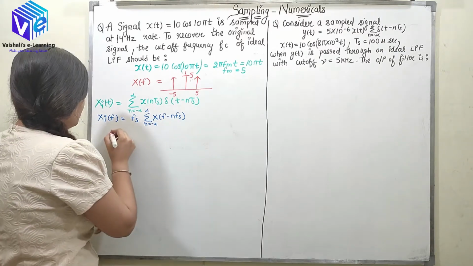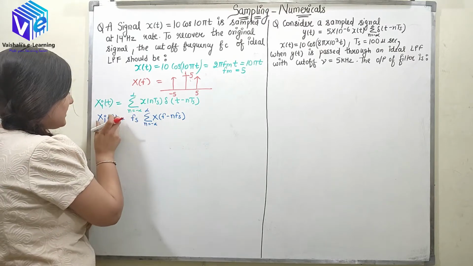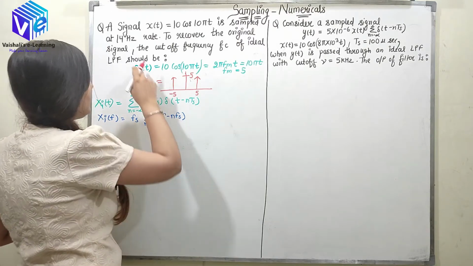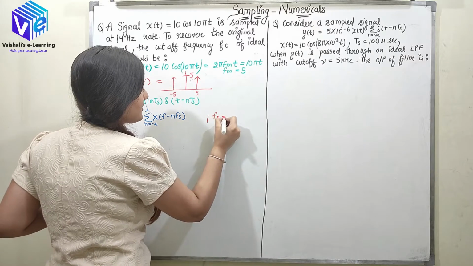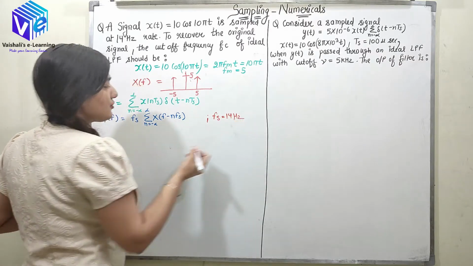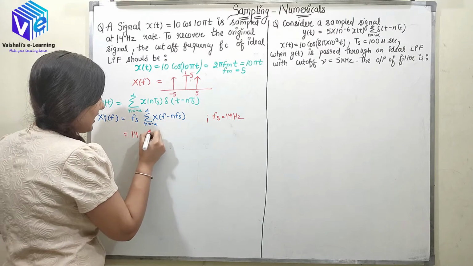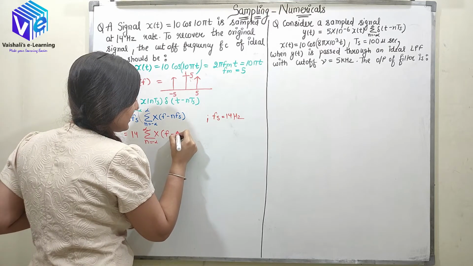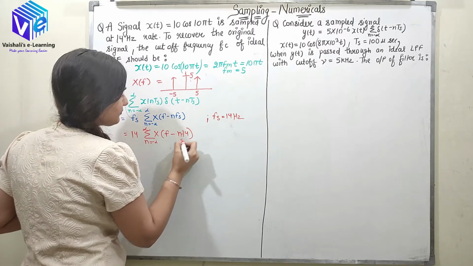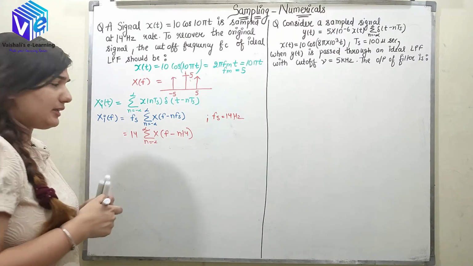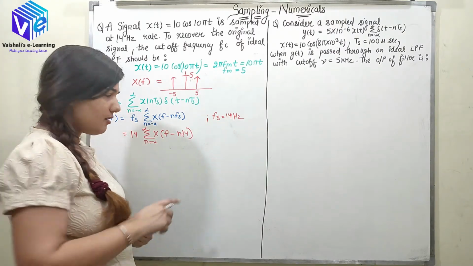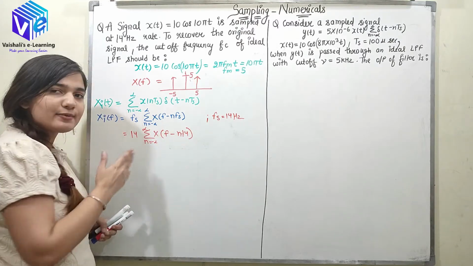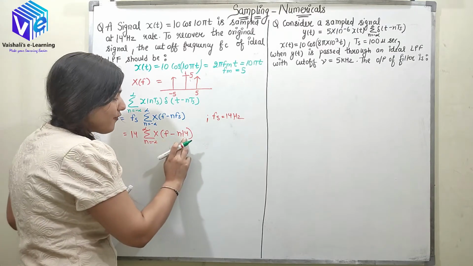Now coming to Xi(f), how can I represent this? Here n varies from minus infinity to infinity. I know fs is 14 Hertz, so putting the value of fs, I'll have 14 times the summation n equal to minus infinity to infinity of X(f minus n into 14). What I am doing is amplifying the signal by a factor of 14 and shifting the signal to the right side as well as the left side with a gap of 14 Hertz.